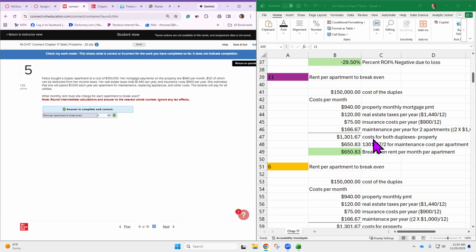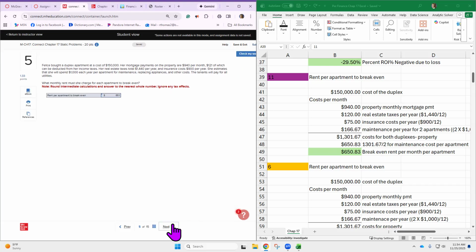You could start off dividing everything by 2, but I just think it's best to line everything up for the property by the month, and then at the last step, divide by 2. If there were 4 apartments, you would divide by 4 and so forth. Okay, so it just makes the most sense.